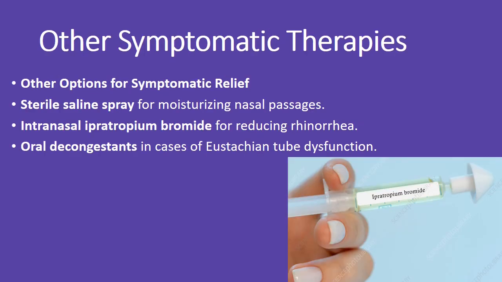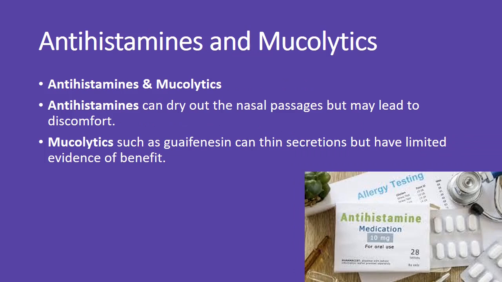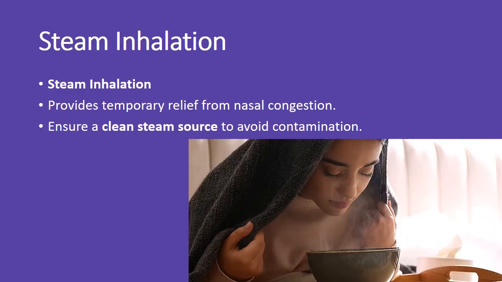Additional therapies like saline spray and ipratropium bromide can help manage symptoms, while oral decongestants may assist if eustachian tube dysfunction is present. Intranasal decongestants offer temporary relief, but should be used for only 3 days to avoid worsening congestion. Antihistamines may help dry secretions but could cause discomfort, while mucolytics like guaifenesin are used to thin mucus. Inhalation of warm steam can provide temporary relief, but make sure the steam source is clean to avoid infections.